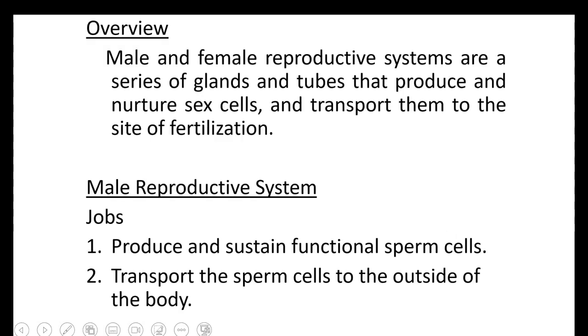So an overview: male and female reproductive systems are going to be a series of glands and tubes that produce and nurture sex cells. And after they produce these and nurture them, they're also going to have to transport them to the site of fertilization. Now with the male reproductive system, the job is going to be to produce and sustain functional sperm, and then it has to transport that sperm to the outside of the body.